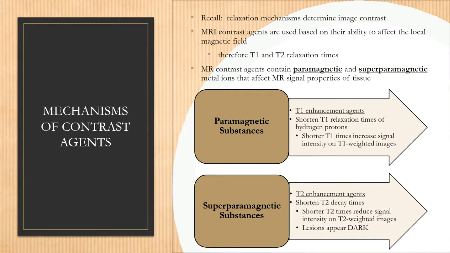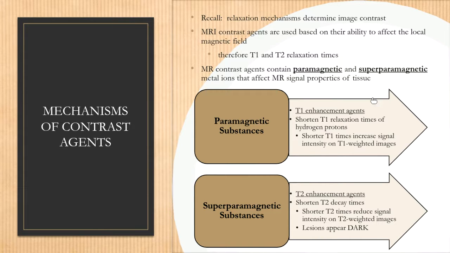So, and this is on another slide, but understand that these contrast agents are not necessarily influencing the tissue. Yes, they are being absorbed by the tissue. However, that's not what we're seeing. We are not seeing the absorption of that tissue. We are seeing the effect of the contrast agent on the magnetic field and how that effect influences the tissue's relaxation times. So MR contrast agents will contain paramagnetic or superparamagnetic metal ions.